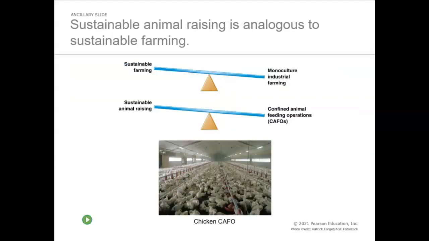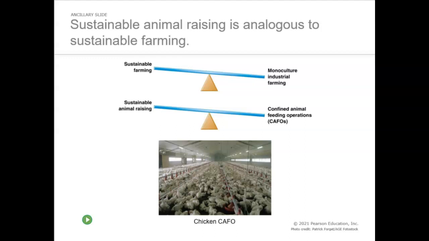Sustainable animal raising is analogous to sustainable farming, so the same thing. So this right here is an example of not sustainable animal raising. This is a chicken CAFO, and CAFO just stands for concentrated animal feeding operation. The concentrated animal feeding operations operate under the same principle as the monoculture farms, essentially. They want to produce as much of one product as possible, so as many chickens as possible.